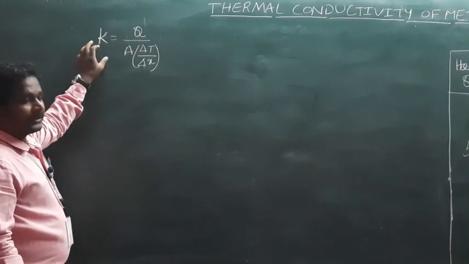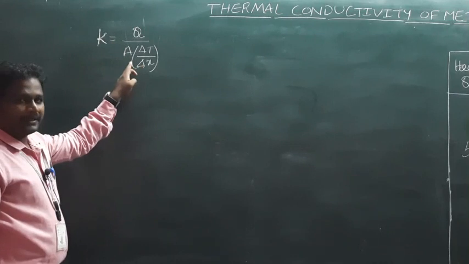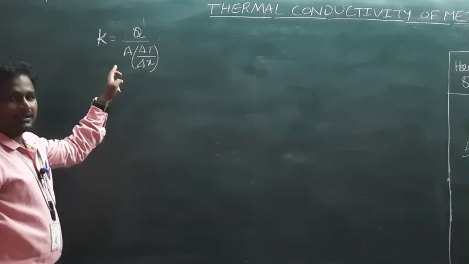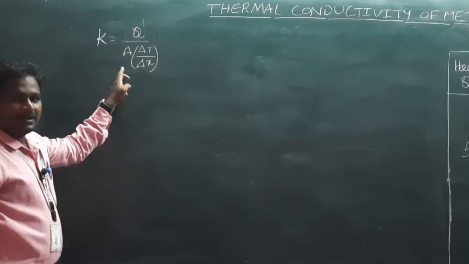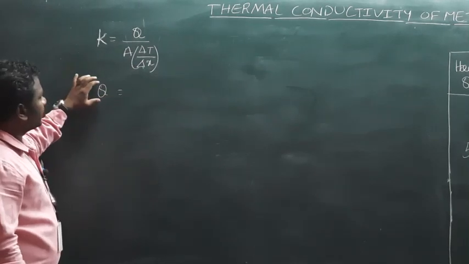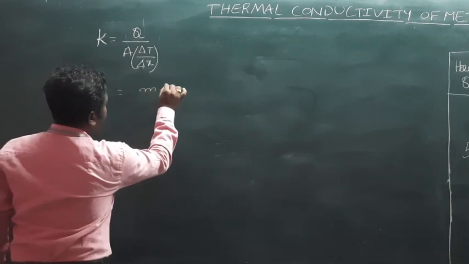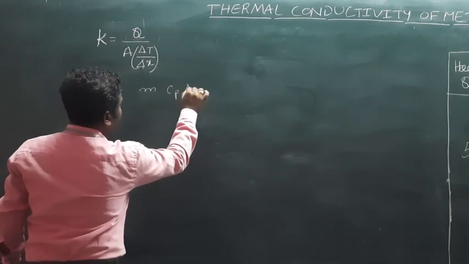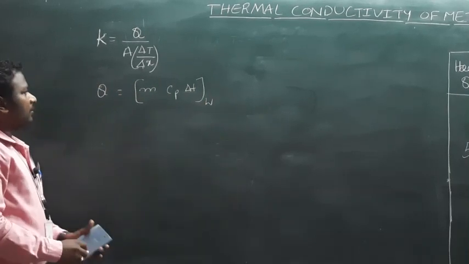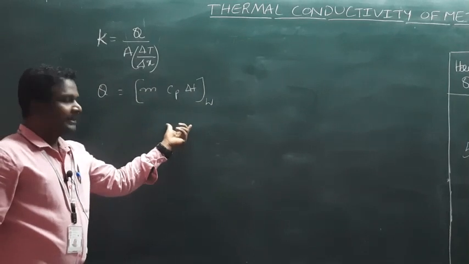Here you have to calculate the thermal conductivity value. So K equals Q by A into delta T by delta X. We know about that, and the discussion about this is already completed. Come to the Q. In this we need to calculate the rate of heat flow, Q value. Q value is calculated by using the formula m Cp delta T of water, because the rate of heat flow within the rod is equal to the heat gained by the water.